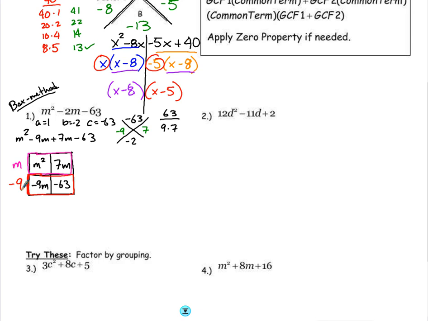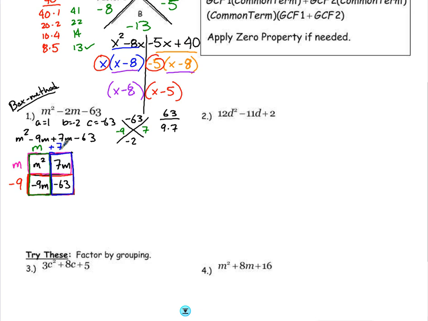Now let's look at two other possible combinations. We looked at the rows, but now let's look at the columns. I'm going to look up and down. What do m squared and negative 9m have in common? Well, since m squared is positive, the term that I have in common is a positive m. Now I'm going to look at the second column here. When I look at 7m and negative 63, what factor do I have in common here? Well, the factor that I'm going to take out is a positive 7. Since 7m is positive, I'm going to take out a positive 7.